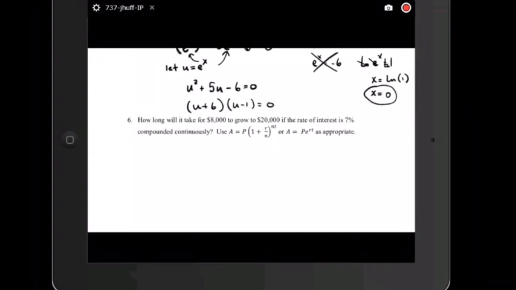Now, question 6. This is one of those applications of exponentials. And it is saying that it's compounding continuously, and then it gives two different interest formulas. And you're supposed to choose, and the key word is compounding continuously, is this formula here, PERT. This formula is used when it's compounding at regular intervals like monthly or quarterly or annually.